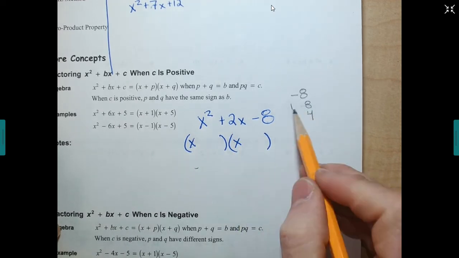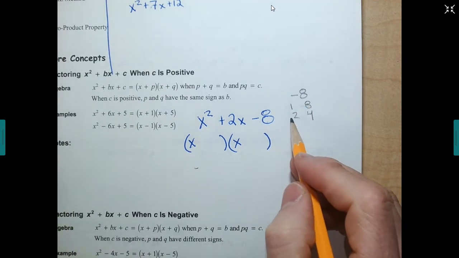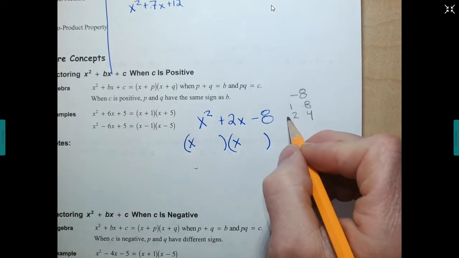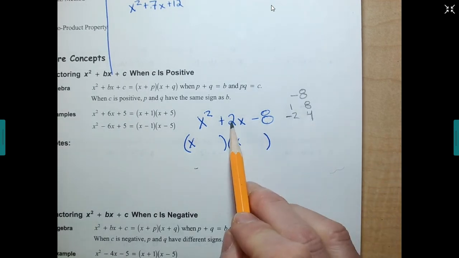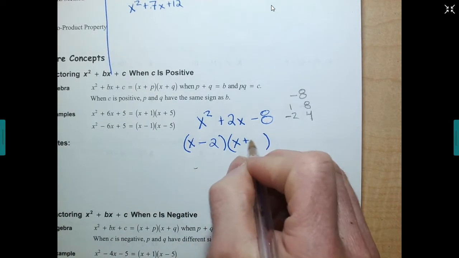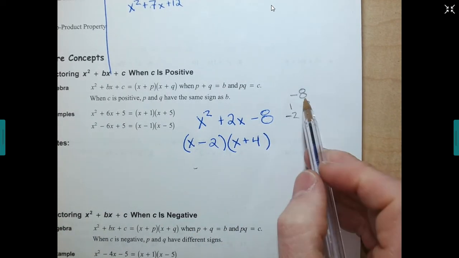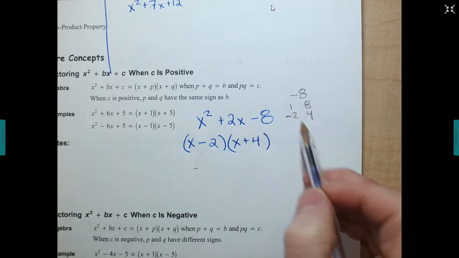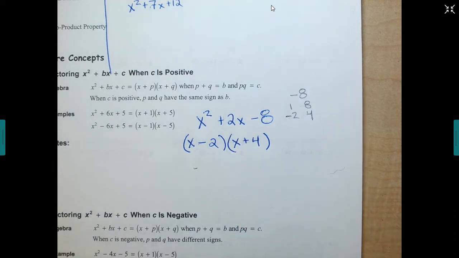So 1 minus 8 is negative 7. Negative 1 and 8 is positive 7. Negative 2 and positive 4: negative 2 plus 4 is a positive 2. So there it is, negative 2 and positive 4 gives me a positive 2. There are my factors for that. You just have to come up with your factors of negative 8, and whichever one of these adds or subtracts to get that number is your answer.